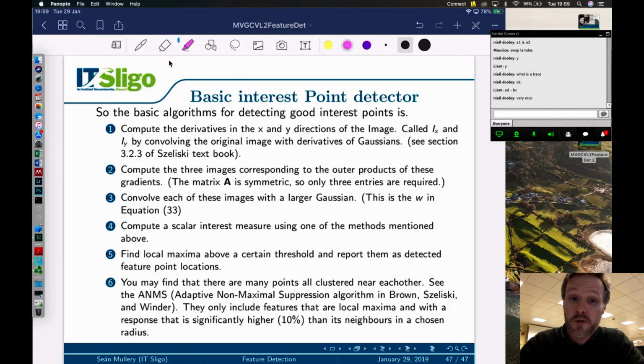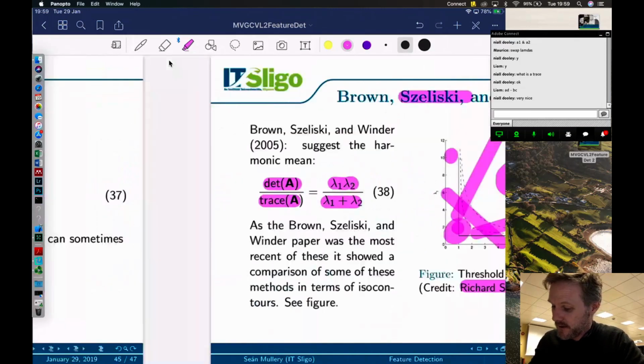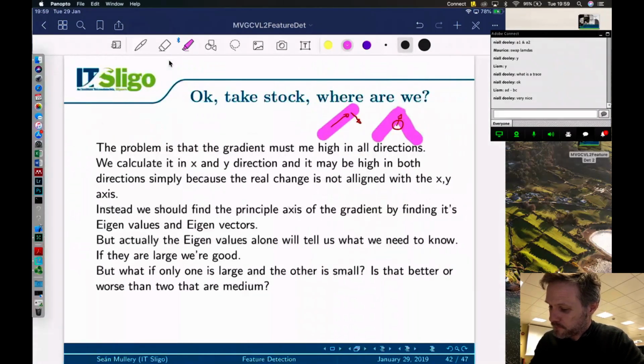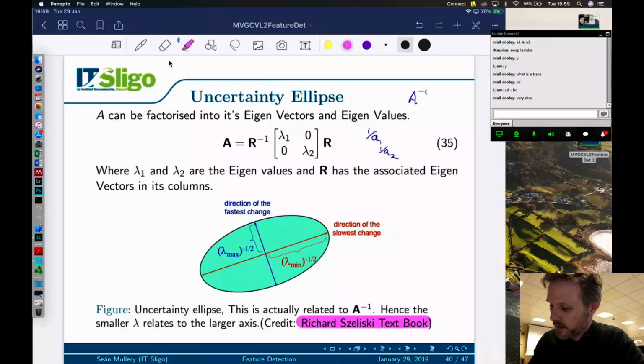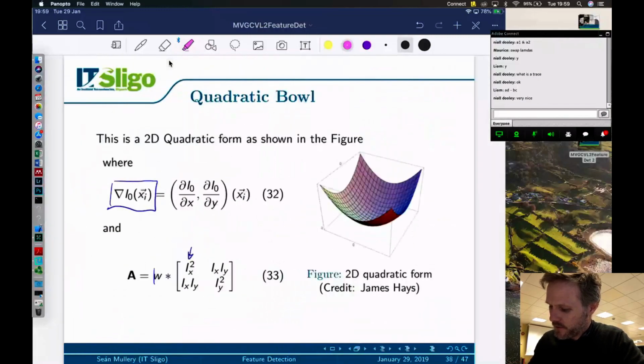We then compute the three images corresponding to the outer products of these gradients. That is back here. Sorry, it's a good bit back. It's further. That's these three. So you need to get ix squared, iy squared, and ix iy. Both of those are the same. So therefore, once you calculate it once, you don't need to calculate it a second time. But that's effectively three different images' worth of information that you're calculating there.